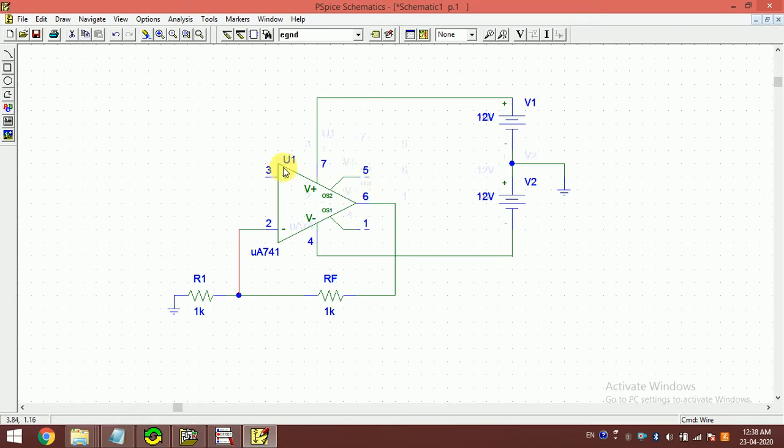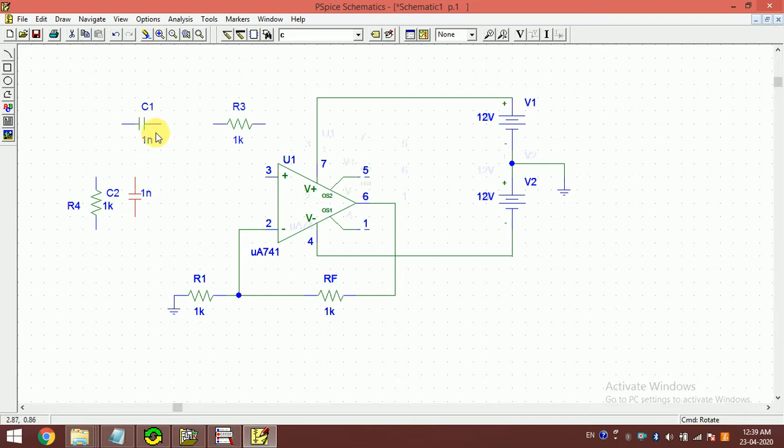Now we have to make the positive feedback network. If you don't know the theory of Wein bridge oscillator, I request you to go through the theory part first. I am not going to cover the theory. So here basically there is a series RC network and a parallel RC network. So I make them. Then C for capacitor. So I type Ctrl R to rotate it. Ctrl R means rotation.